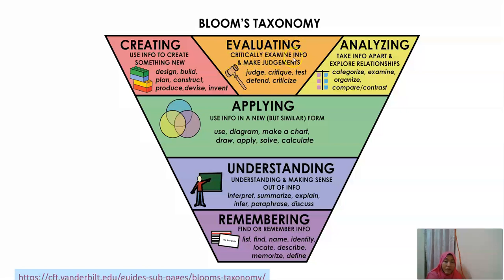Evaluating is critically examining information and making judgments: criticize, defend, give your explanation. Analyzing is where you take it into parts and explore relationships. So you need to examine, organize, compare and contrast. This is the level: the bottom is the lower level, and the upper is the higher level of Bloom's taxonomy.